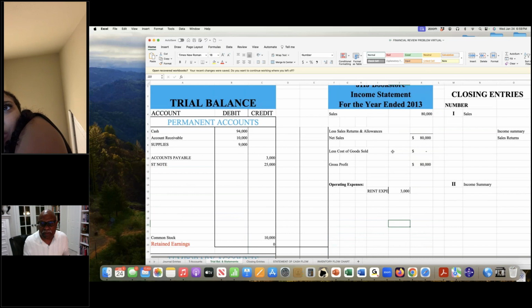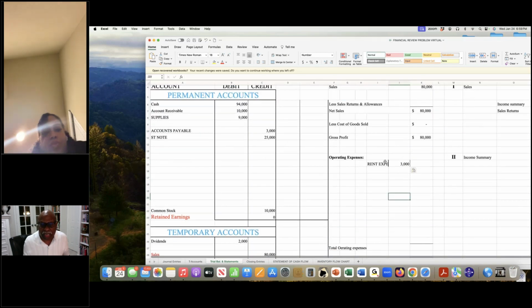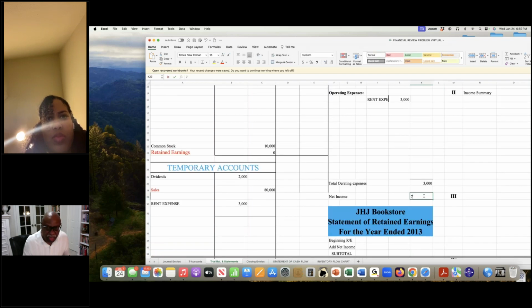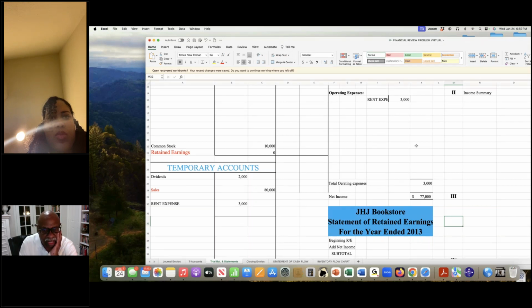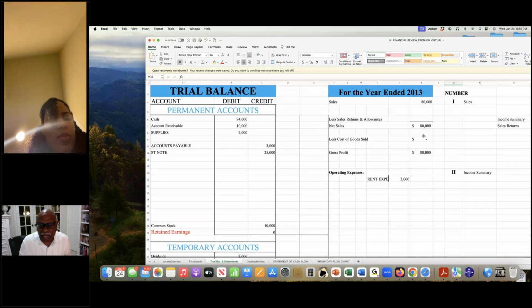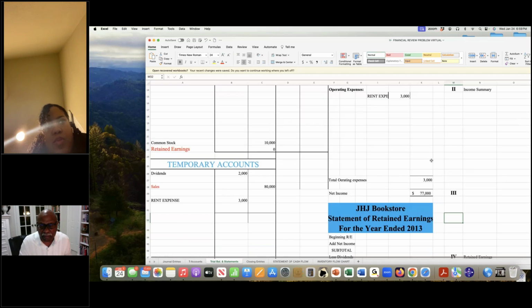So the rent expense was 3,000, and so our total expenses were 3,000. So our net income is 77,000. But once we have a trial balance, we simply go from sales. If we had more expenses or cost of goods sold, we would have listed those. We subtract expenses from the gross profit to get our net income.